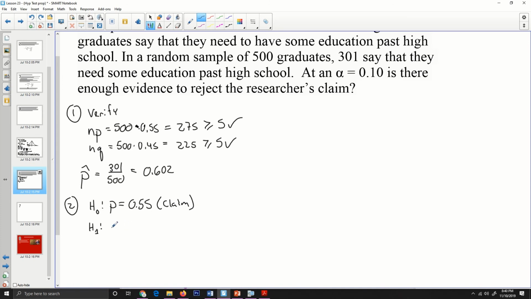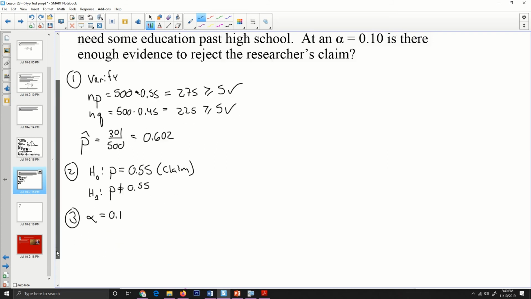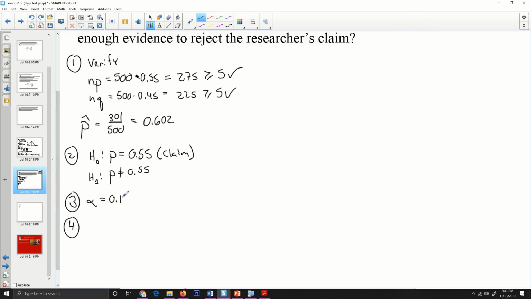And then the alternative hypothesis: p not equal to 0.55. And so now in step 3, we have to talk about our significance level. So alpha equal to 0.1. And then in step 4, we have to find our critical numbers.